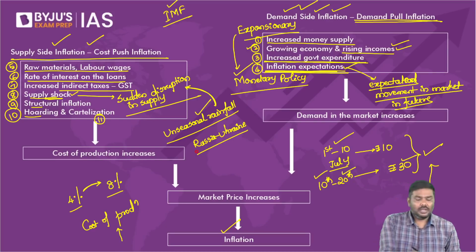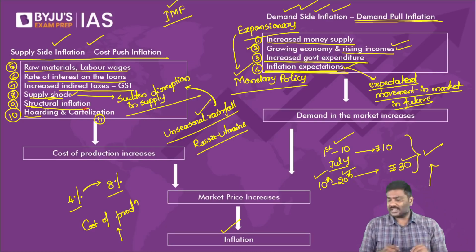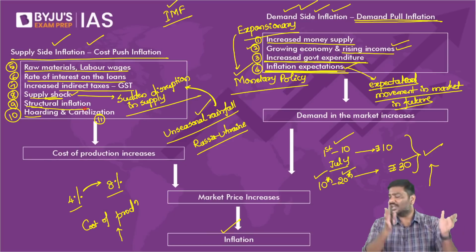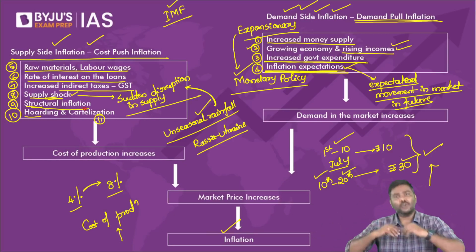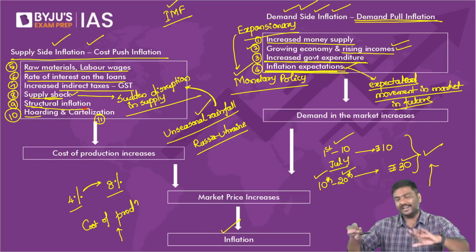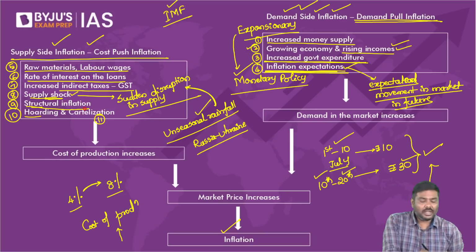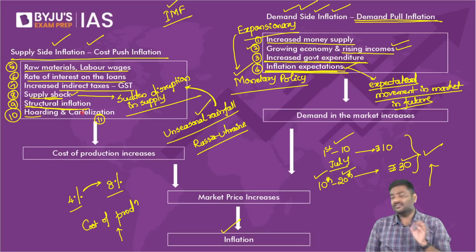Okay. Now, point number 9. One more student is asking, what is the full form of GST? Goods and Services Tax. We have not discussed that. We'll discuss it later. Please don't worry. Point number 9, structural inflation.